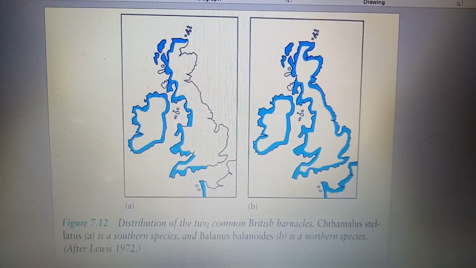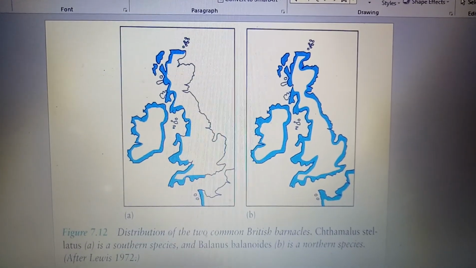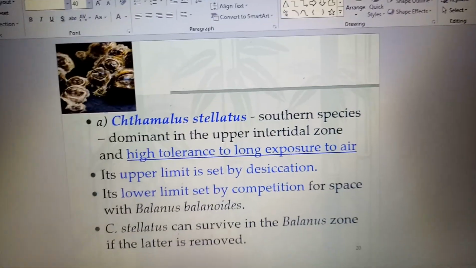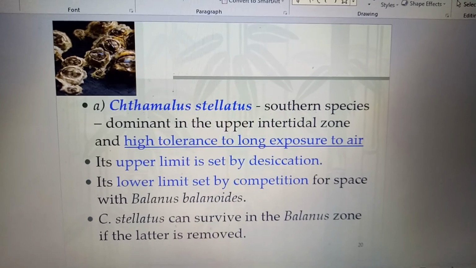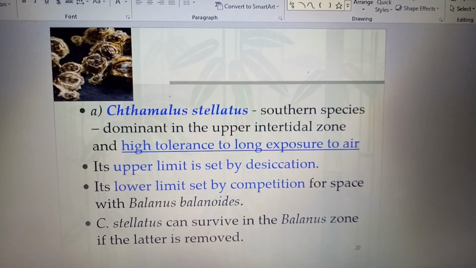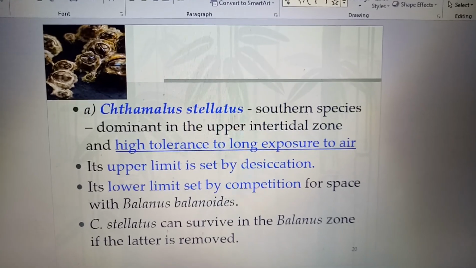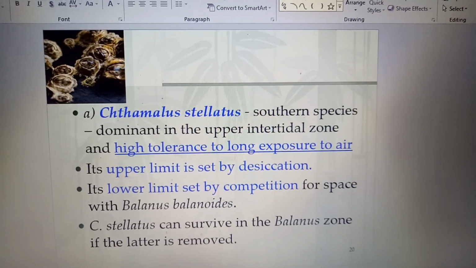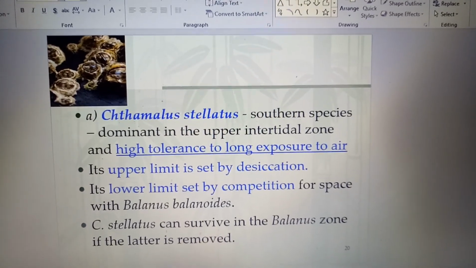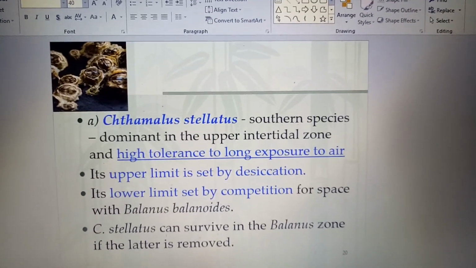If you look at that, A is the southern species on your left hand side, and Balanus balanoides is B, the northern species. What happened? Chthamalus stellatus, a southern species, is dominant in the upper intertidal zone and highly tolerant to long exposure to air. Its upper limit is set by desiccation, and its lower limit is set by competition for space with balanoids. So C. stellatus can survive in the Balanus zone if the latter is removed.